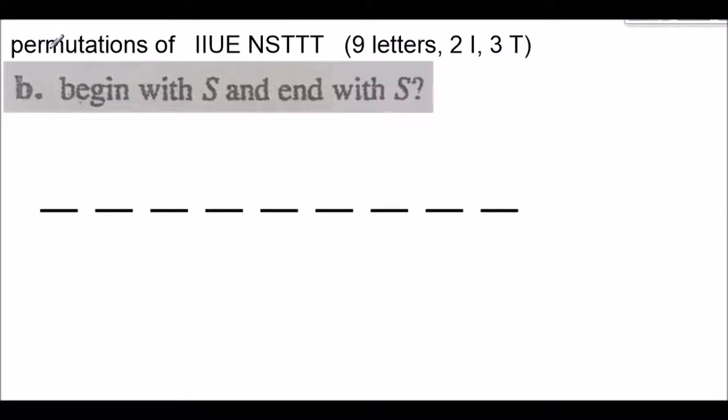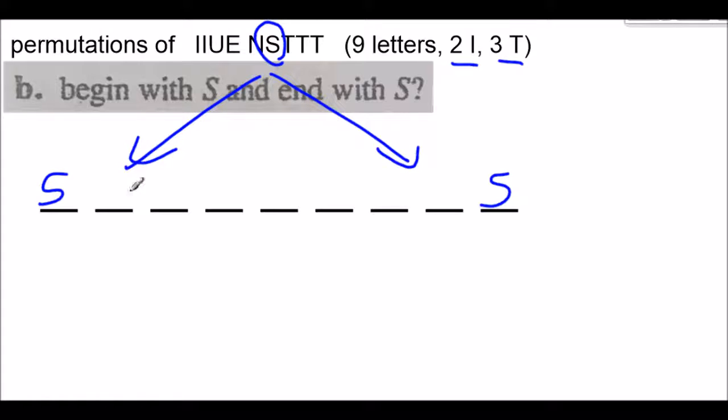So how many permutations, and what I've done here is I've just organized those 9 letters. So I separate by vowels and consonants. So there's my 9 letters, but remember that there are 2 I's and 3 T's. So we need it to begin with an S and end with an S. Well, that's a problem. There's only one S. So it's not possible to begin with an S and end with an S.